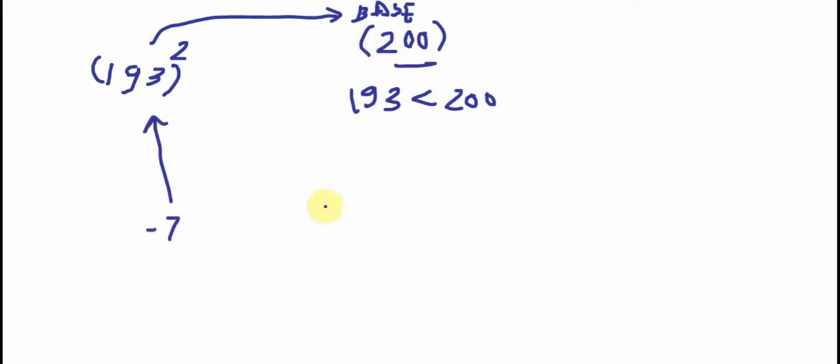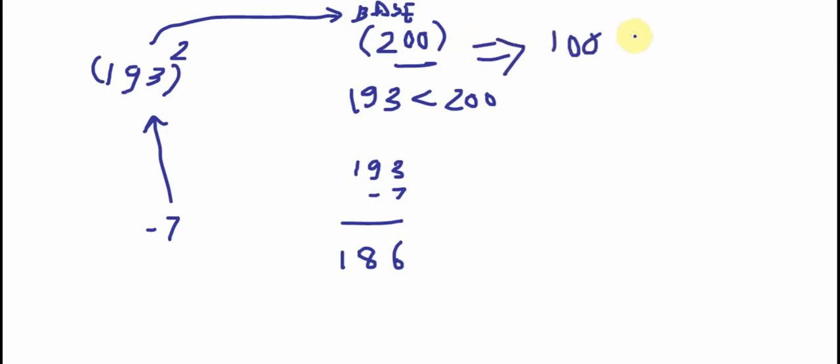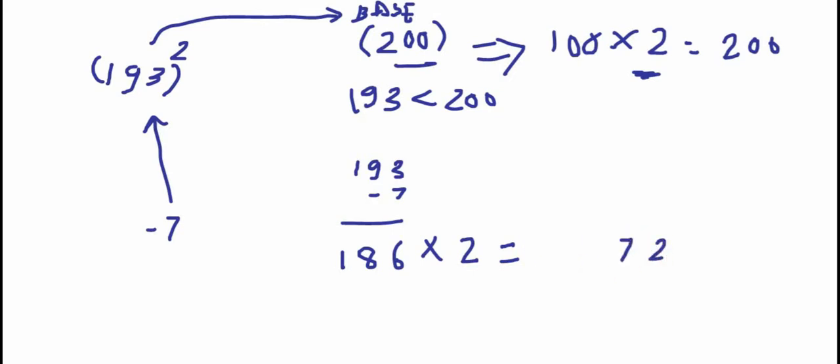So just subtract 7 from 193. What do you have? You have 186. Now since 200 is not the original base, it is a multiple of 100. That is, 200 is twice of 100. So there is a factor of 2. Therefore we are going to multiply this 186 with 2. And what do you get? You get 372. So the first three digits are going to be 372.